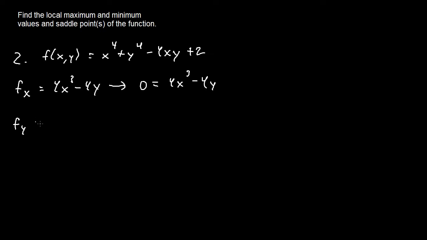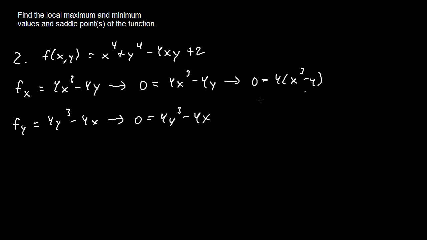So f sub y, or the partial derivative of the function with respect to y, is going to be 4y cubed minus 4x. So now, if I set it equal to 0, 0 equals 4y cubed minus 4x. Now notice I can factor out a 4 from both of these equations. If I say 0 equals 4 times x cubed minus y, I can go ahead and divide out that 4. And so we're just left with 0 equals x cubed minus y. And the same thing goes with this one here. If I go ahead and factor out the 4, it will cancel, so 0 equals y cubed minus x.